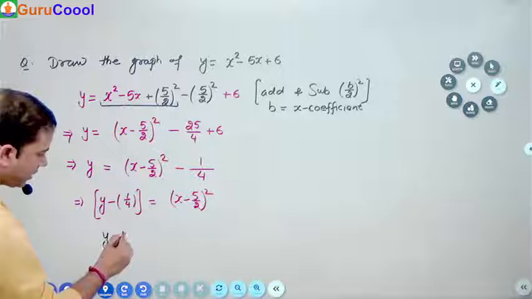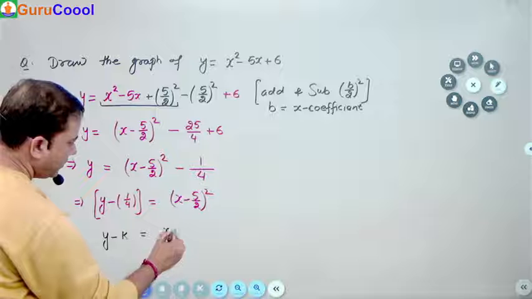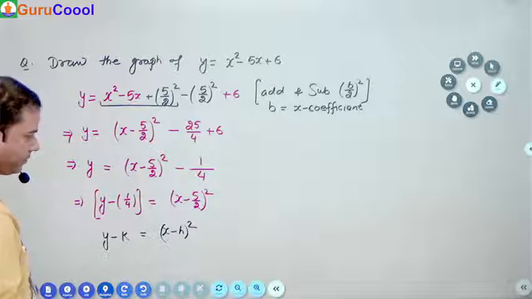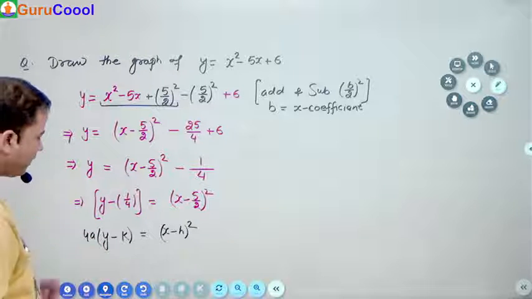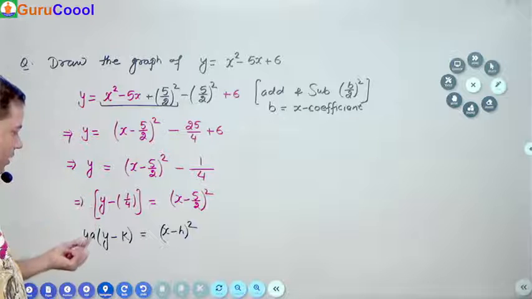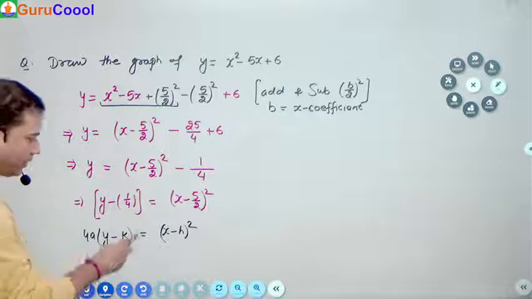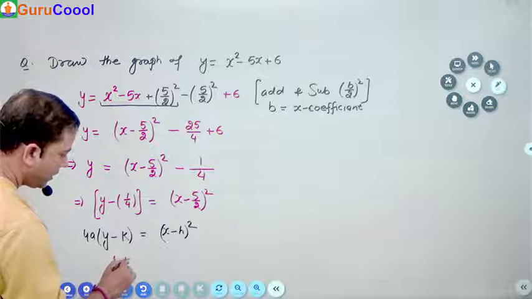Y minus k is equal to x minus h whole square. We can multiply here with 4a. 4a is not available in our equation, so you can say a value is 1 by 4. A value in our equation is 1 by 4. That's why it's invisible there. Now if you compare, you find easily h comma k.